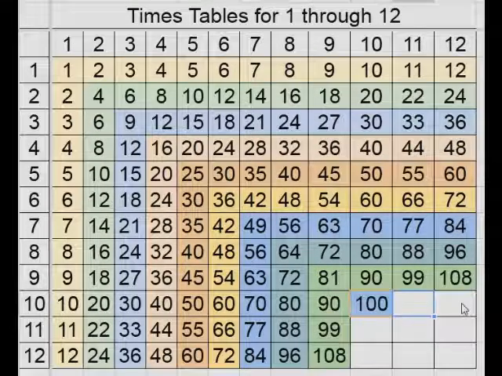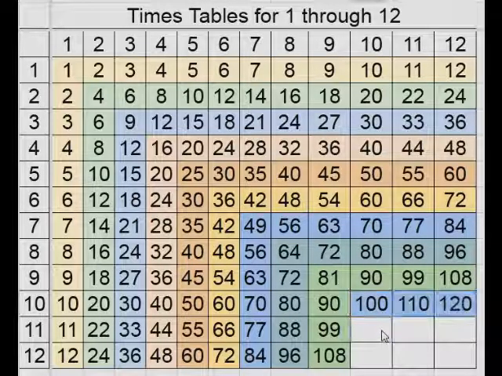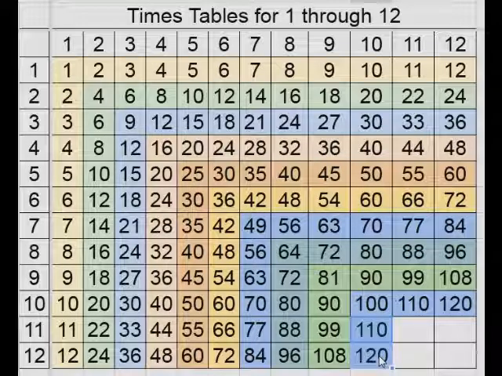We moved on to tens, and our trick with tens was it would simply be multiplying by 1, except now we're adding a 0. So if we did 10 times 9, we would just add a 0 to it, making it 90.